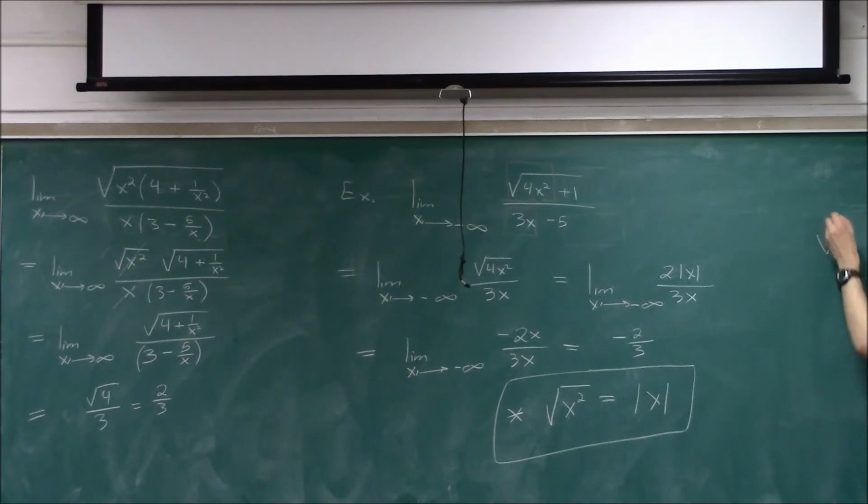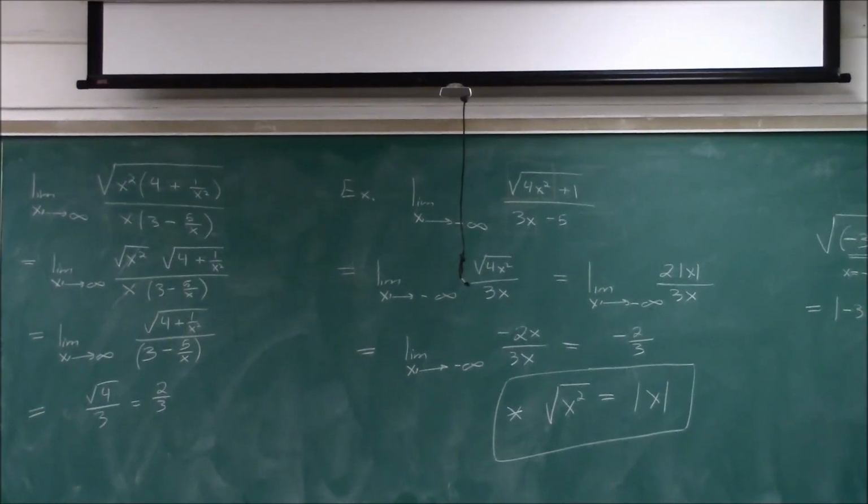For example, if I take root of minus 3 squared, what is my x? In this case, x is equal to minus 3, right? But if I apply this procedure, this will be root of 9, which will be 3, which is the absolute value of minus 3.